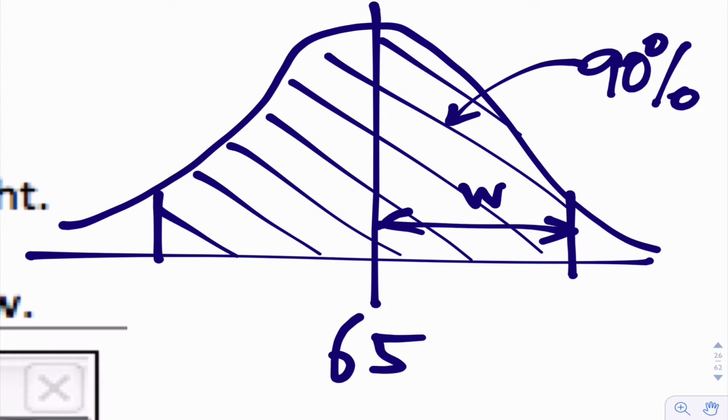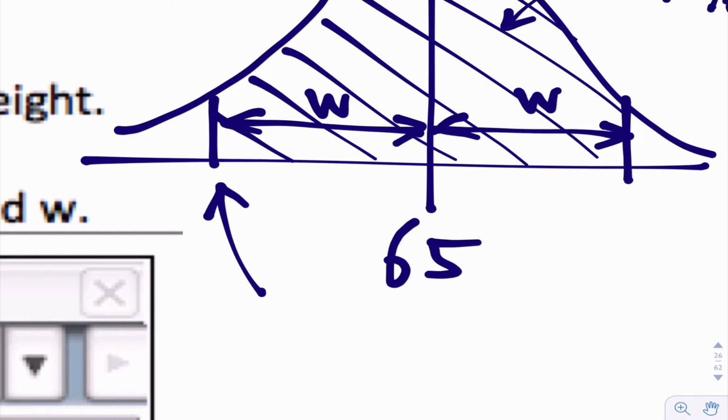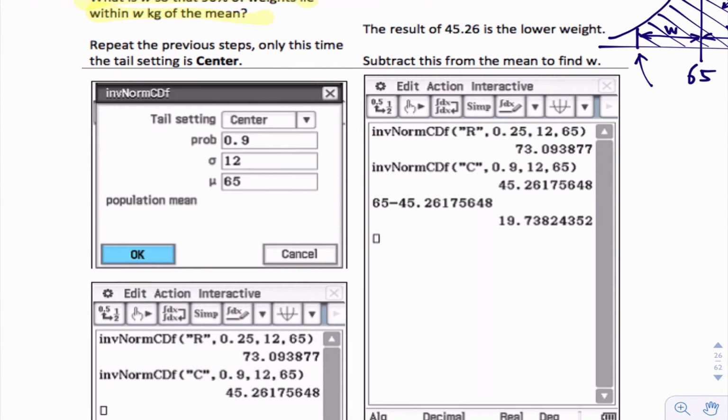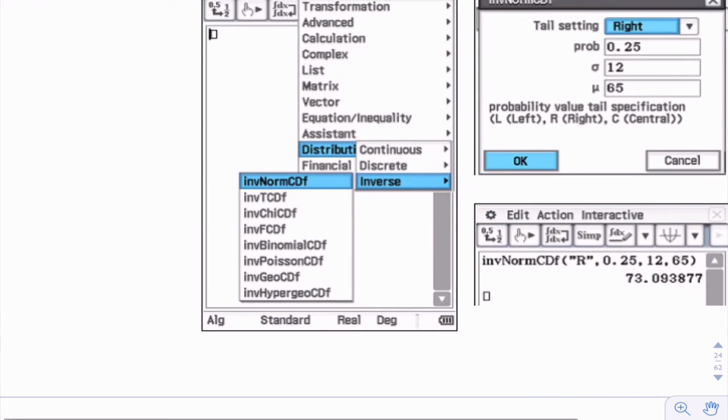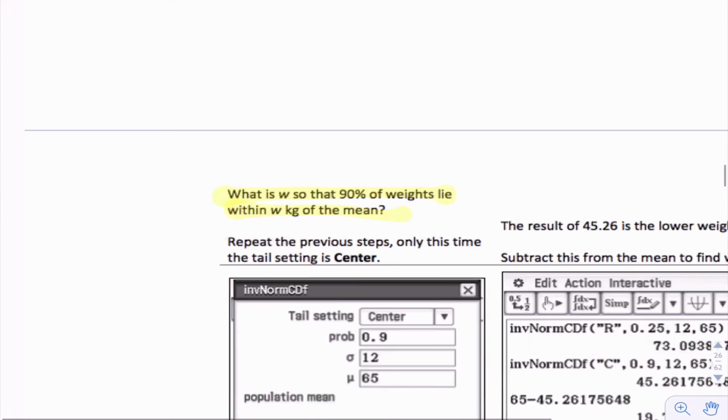Okay, this is an inverse normal problem because I'm giving you the area and you have to find out the value. So I'm going to use my calculator to find that value, and then it's going to be easy to find W as well, the distance from the mean. So here's how we do it on our calculator. Same thing, we're going to go inverse normal, so the same keystrokes as before: interactive, distribution, inverse normal CDF.